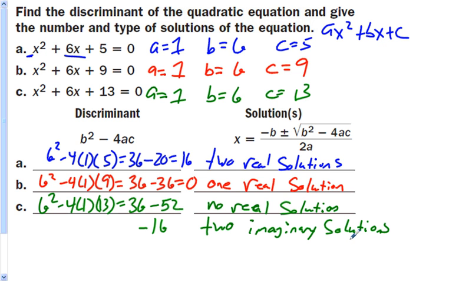the type in this situation is imaginary solutions. So just remember that the discriminant tells us how many solutions and what type they are, whether they're real or imaginary, but we did not calculate the actual numerical value of the solution. We could do that using the quadratic formula.